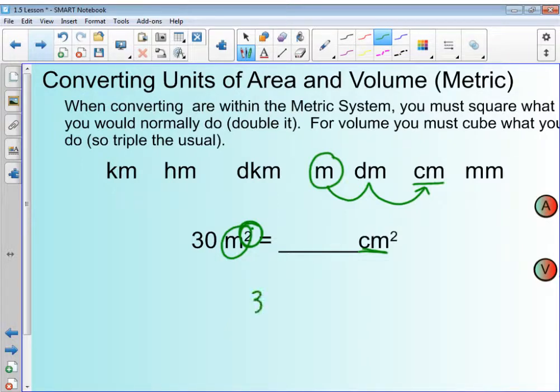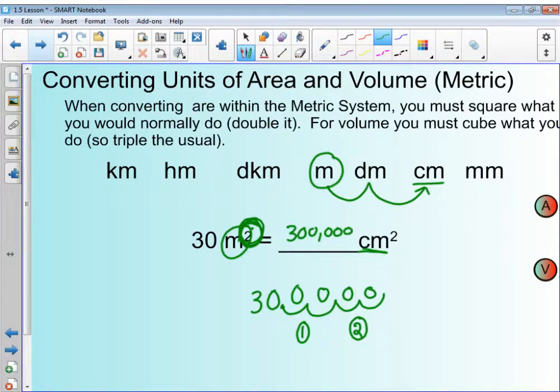So originally this is what I had. My decimal sitting there since it's not shown. I already said I'm going to go 2 places. So 1, 2. There's my first set. I'm going to do that again. 1, 2. There's my second set for my squared. Okay, so now I'm going to put zeros where I have those bumps. Okay, so now when I look at this, 30 meters squared is the same as 300,000 centimeters squared.